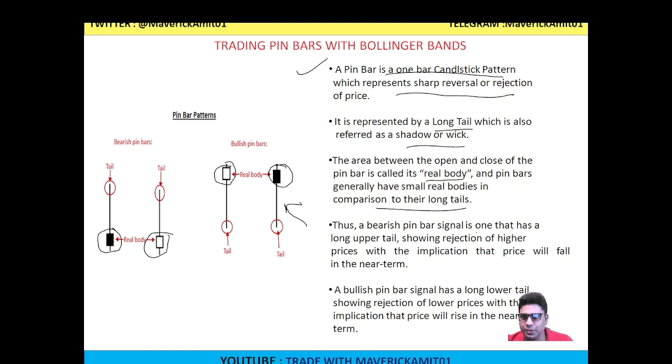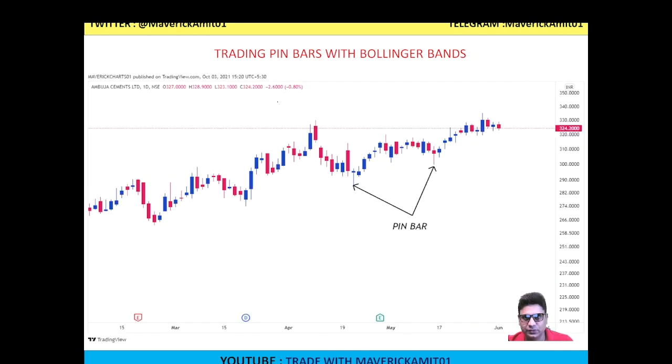In case of a bearish pin bar signal, one has a long upper tail showing rejection of the higher prices, with the implication that the prices may fall in the near term. In case of a bullish pin bar, friends, it is a bullish signal and it has a longer tail. So you can see in case of a bullish pin bar, we have long tails and a small real body, which has an implication that the prices may rise in the near term. So friends, we have understood what a pin bar pattern looks like. Now let us identify this pattern on the charts.